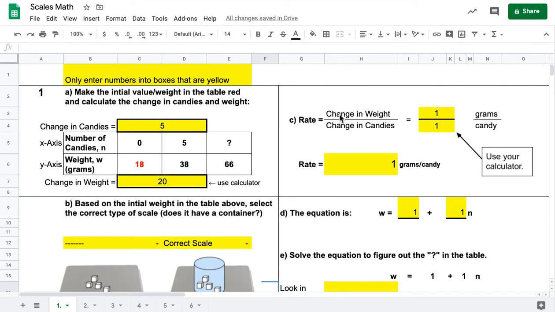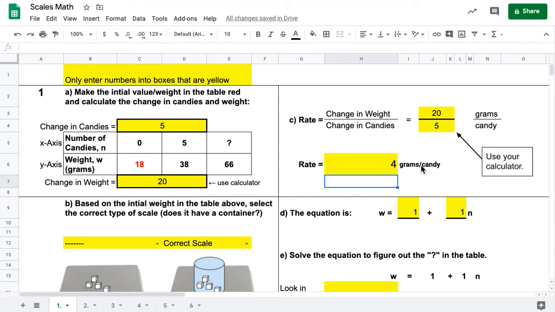So if I look at this, what was the change in weight? Well, the change in weight was 20 grams. So I go in there and I type over top of that one a 20. Now, when the weight changed by 20 grams, how many candies did it change by? It changed by 5. So I go over here and I put a 5. Now, you can do this in your head or you can use your calculator. So how many times does 5 go into 20? We do 20 divided by 5. And the answer here, again, I can fill in there. It's 4 grams for every candy.